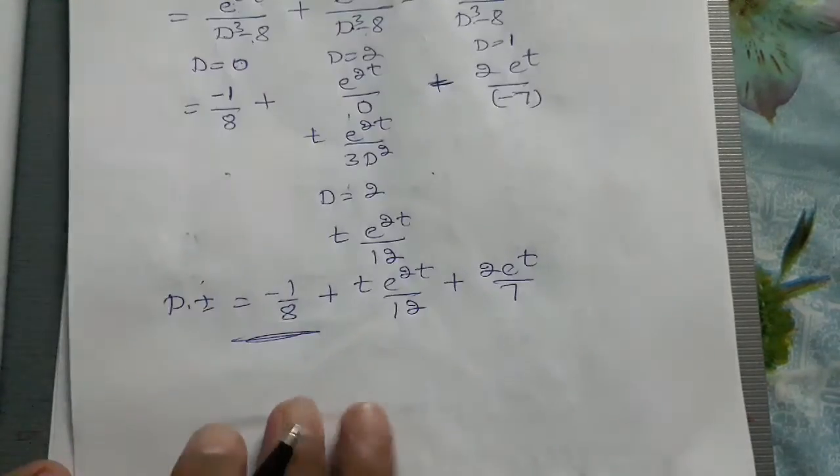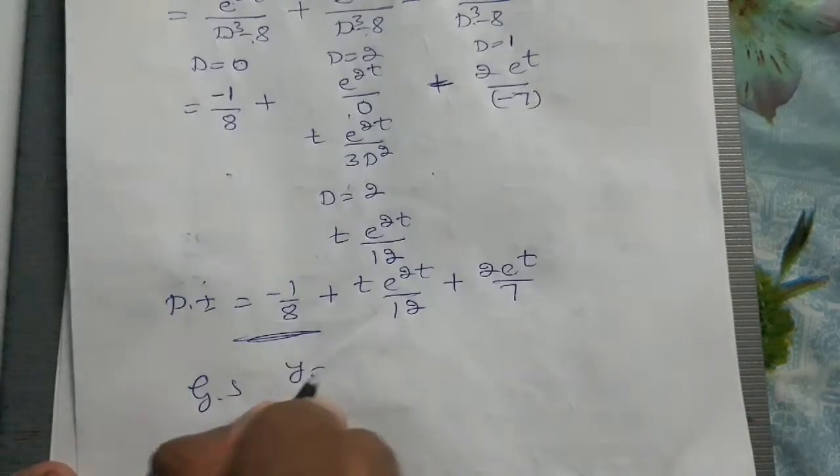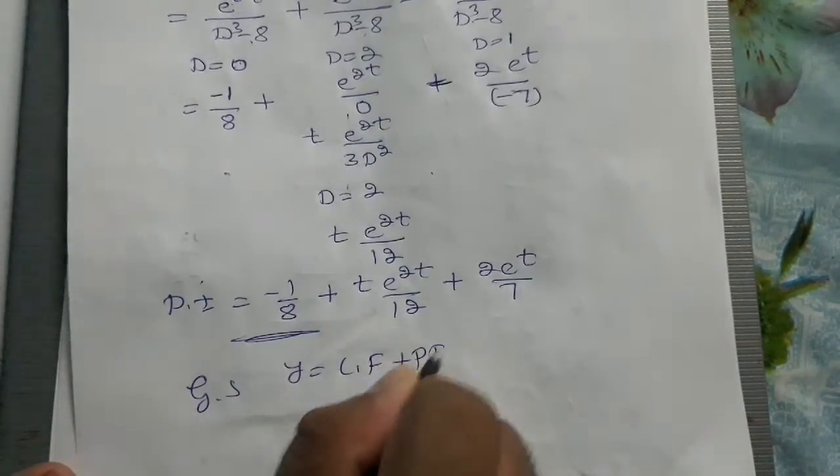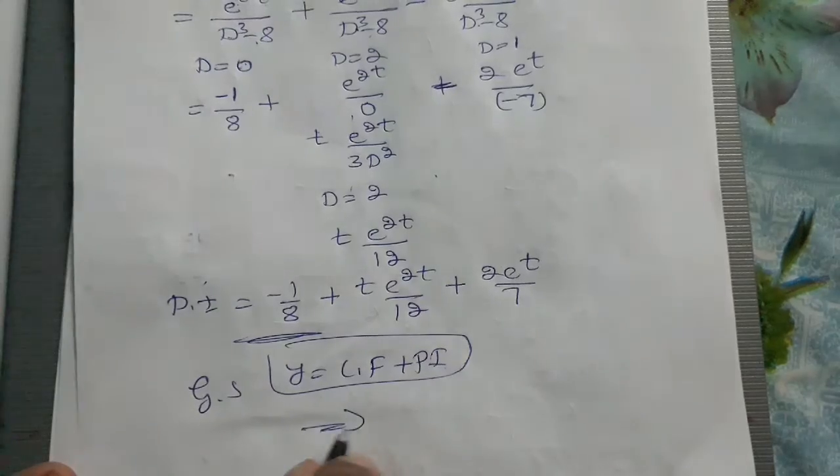This is the particular integral. And write the general solution as x equal to CF plus PI. You write down this answer here. Thank you.